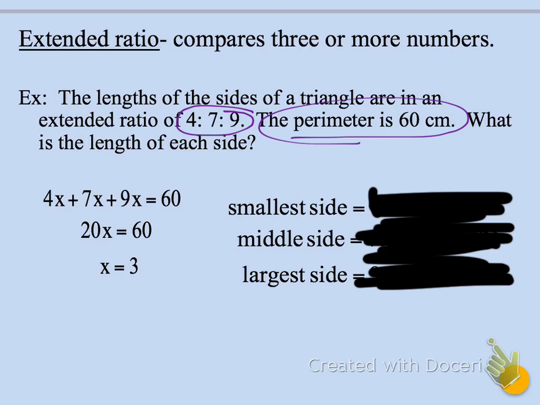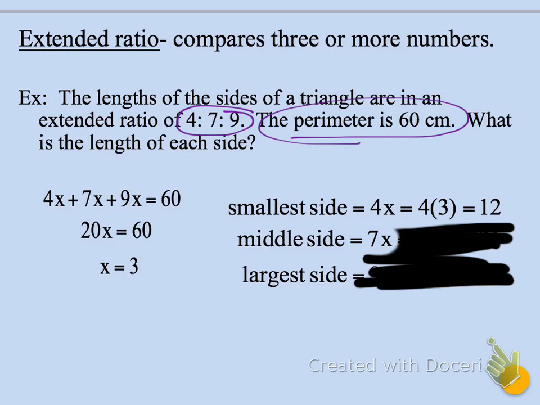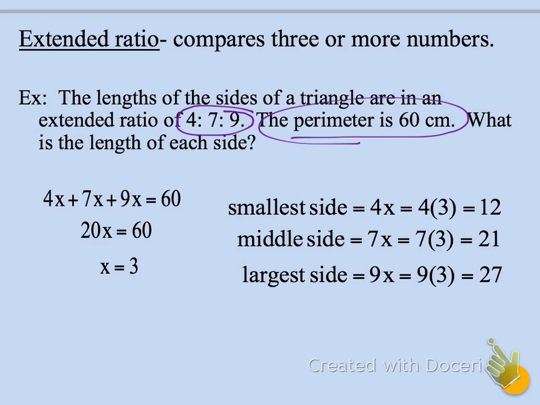But I want to know the length of each side. So my smallest one, which is the 4x, I'm going to plug the x back in. So 4 times 3 should be 12. My middle one is going to be 7 times x, so 7 times 3 to get 21. And my largest one is going to be 9 times 3, or 9x, to be 27. So my different sides are 12, 21, 27. If you added all of those up, they should be 60 centimeters. And the ratio from one to the next is 4 to 7 to 9.